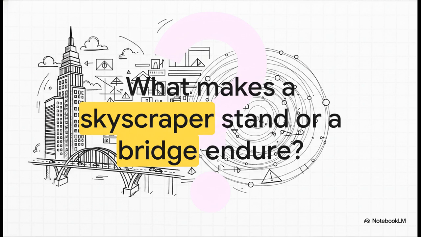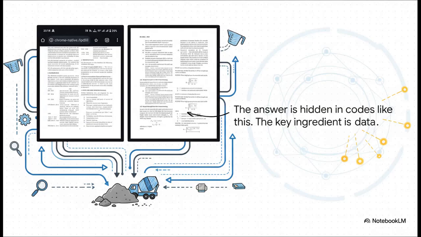I mean, really think about it for a second. What allows a massive skyscraper to just pierce the clouds, or lets a bridge carry thousands of cars every single day, year after year, without failing? The answer isn't just about brute force. It's about intelligence. It's all about the engineering. And that intelligence comes from documents that look just like this one.